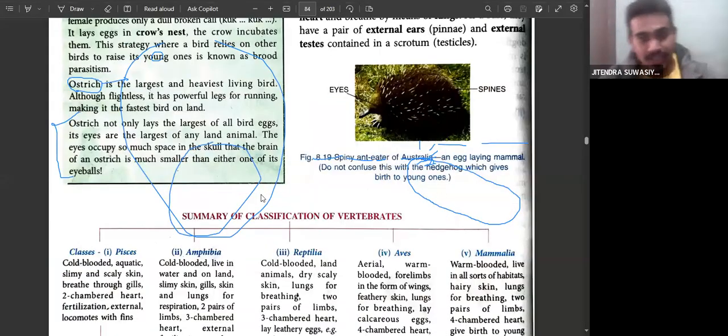So in their head, the eyes are stuck in the head. So that's why often the brain is smaller than either one of its eyeballs.